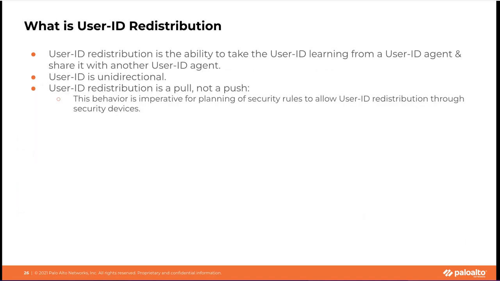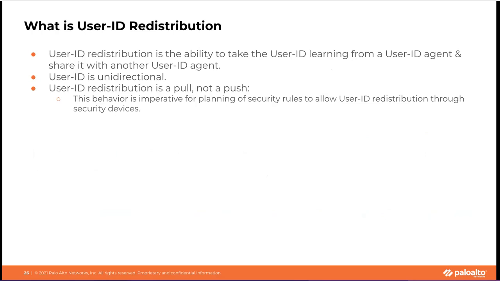User ID is used in Prisma Access to replicate learned user ID information within a Prisma Access to or from on-premises devices. It enables you to share user ID information in whatever way makes sense for you and your security requirements.